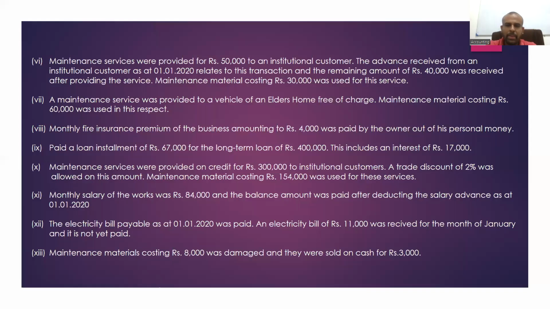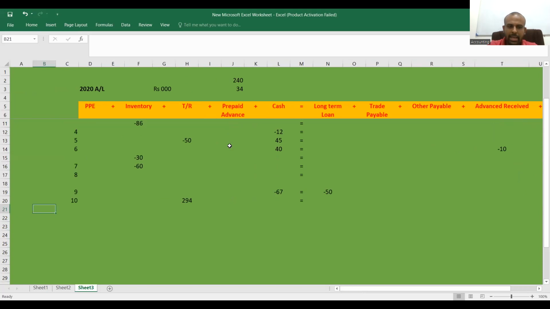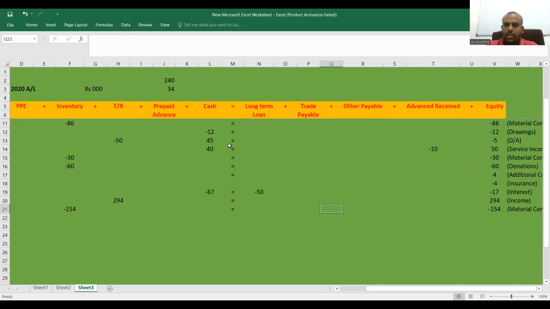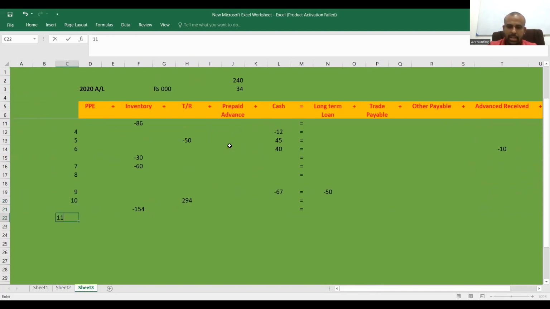So for this purpose, how much material have you consumed? It's 154,000. The material you consume, 154, then by 154 your material will reduce. That you recognize as an expense, material consumption. Material consumed 154. You can see you have consumed 154,000 of material and generated an income of 294,000. Right. Question number 11.